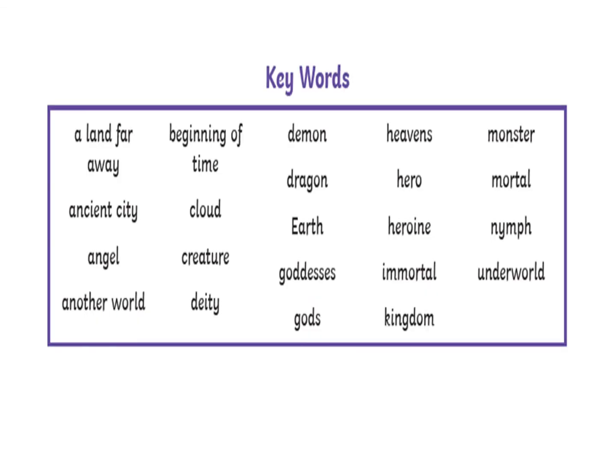More keywords. Give yourself 5 minutes to read them out loud, to practice them. A land far away, ancient city, angel, another world, beginning of time, cloud, creatures. These words are like flashlights for the myth. Demon, dragon, goddesses, gods, heavens, hero, heroine, immortal, mortal, monster, kingdom.